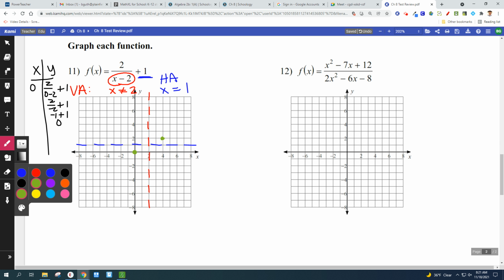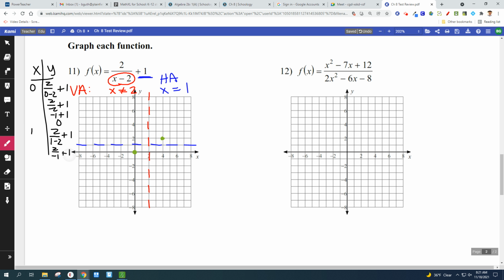On a multiple choice test, this might be enough to know the answer. All right. Otherwise, let's do another point. So maybe we do positive 1. If I plug in 1, then 2 over 1 minus 2, plus 1. That's 2 over negative 1 plus 1, or negative 2 plus 1 is negative 1. Got the point 1 comma negative 1. So 1 comma negative 1 puts me right here. Think about getting to the middle. Over 1 and up 2. So over 1 and up 2, you're going to look like that.